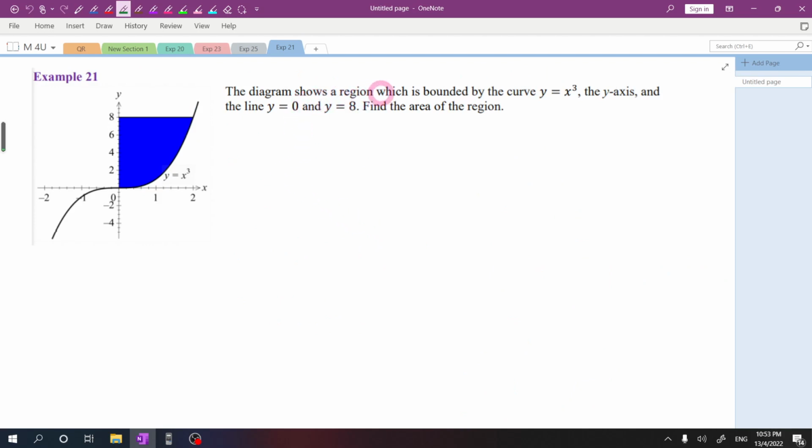The diagram shows a region which is bounded by a curve y equal to x cubed, the y-axis, and the line y equal to 0, y equal to 0 is over here, and y is equal to 8. Find the area of the region. We want to find the area here, the shaded region. Here I'm going to show you two methods. So the first method is I'm going to use this formula, curve and y-axis, right?